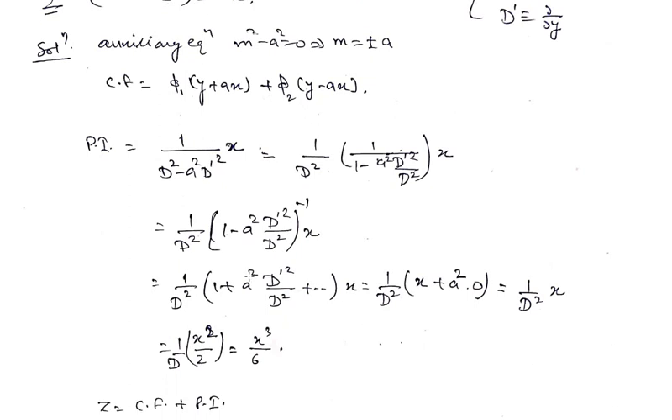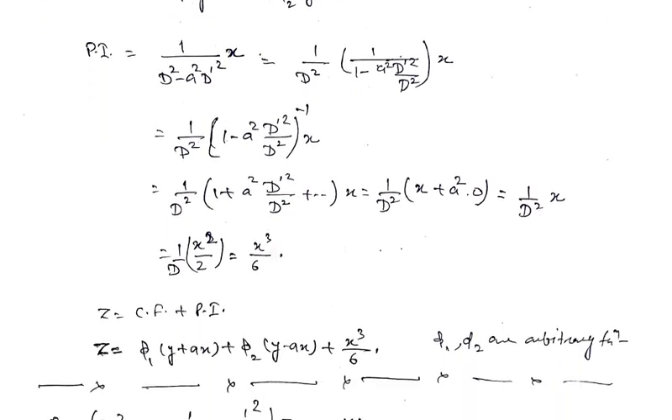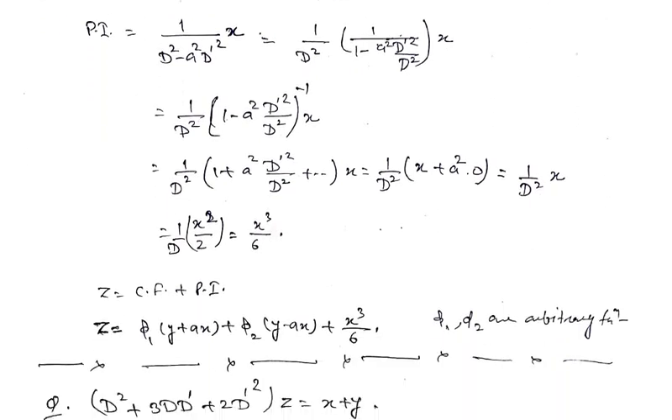So we get 1 upon D square of x plus a square into 0. Now we integrate this x with respect to x. Integration of x twice, we get x cube by 6. So its PI is x cube by 6. And the general solution will be z equals CF plus PI, that is z equals phi 1 (y plus ax) plus phi 2 (y minus ax) plus x cube by 6. Here phi 1 and phi 2 are arbitrary functions.